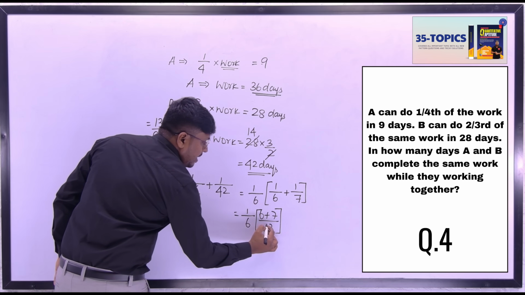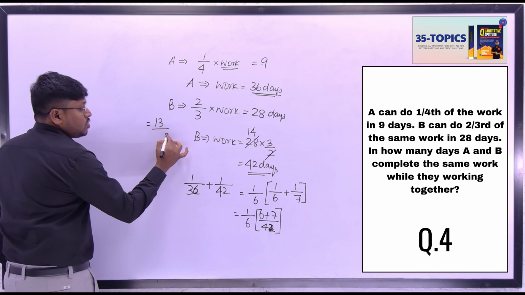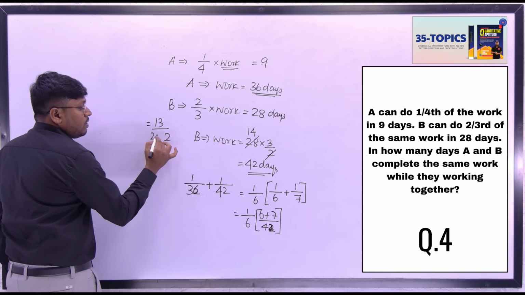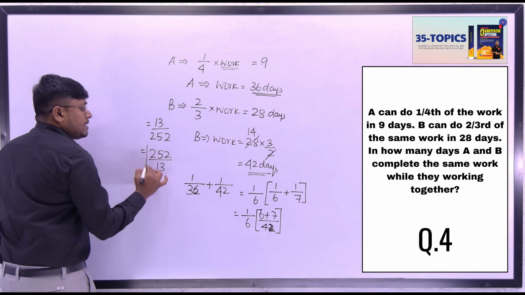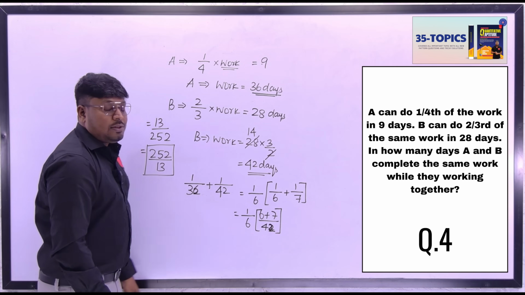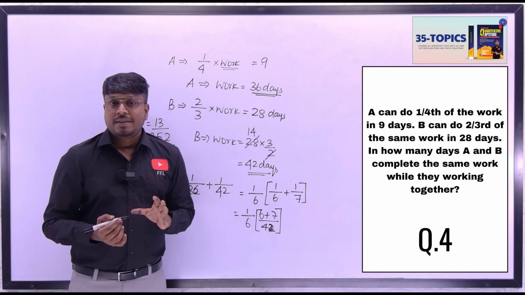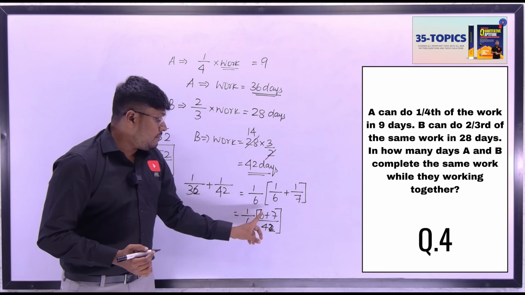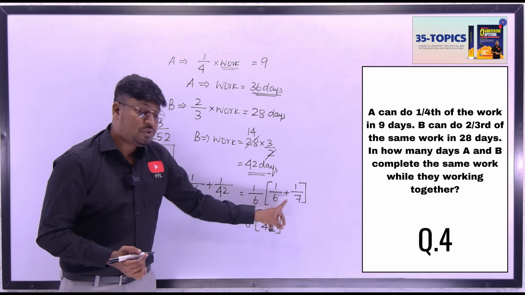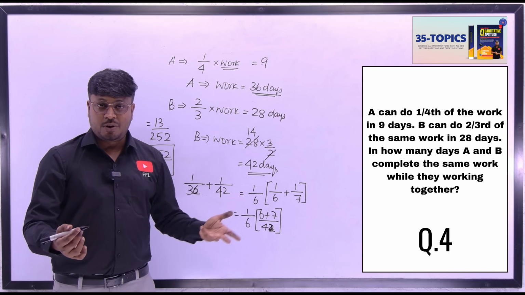See, I have made a mistake here. The denominator is 42, so 6 sevens are 42. Finally, if both are working, the total work will be completed in 252 by 13 days, which is the answer for this question. I did a mistake here: in the numerator we add the two numbers, but the denominator we should multiply. So 6 sevens are 42, but instead of writing 42, I had just added in the denominator, right?